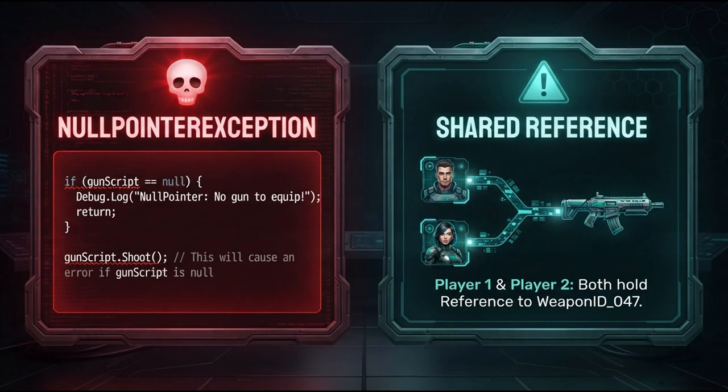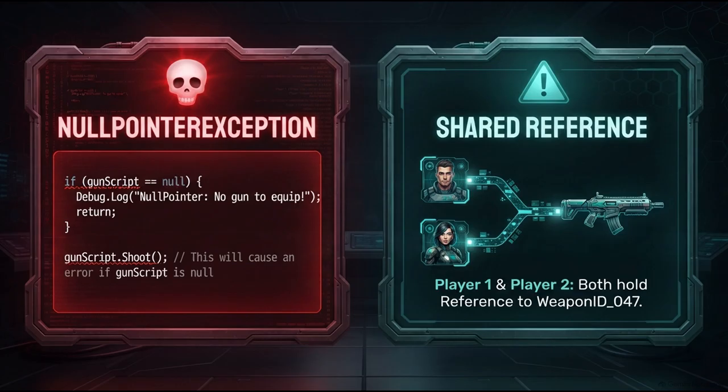You're literally trying to fire a weapon that doesn't exist in the player's hands yet. Then there's trap 2, which honestly is even more dangerous for your game logic, the shared reference. Imagine player 1 and player 2 both call pickup using the exact same variable g. They do not get separate weapons.